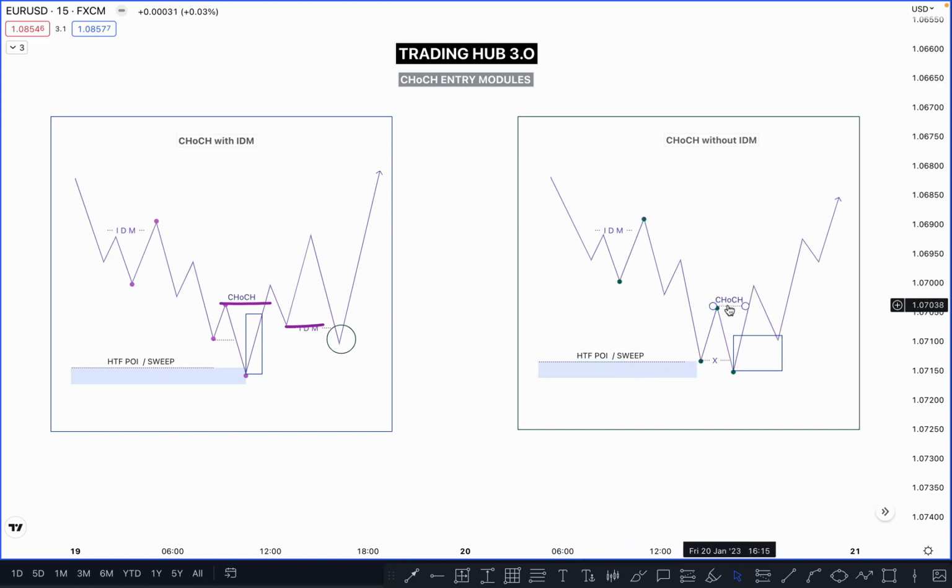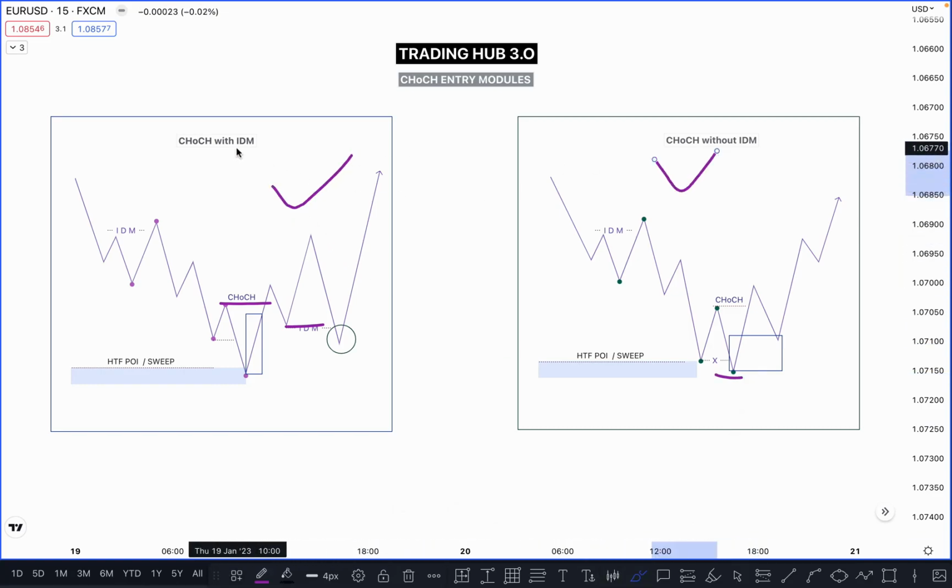If the market breaks the first high, this is our change of character, and the market has taken out the previous low, which is here. In this case you can immediately buy here without inducement, because the market has already taken out this liquidity, and you can put the stop loss just below it. So this is our second entry model. First one is here and second one is here: this is our CHoCH with inducement, and this is our CHoCH without inducement.